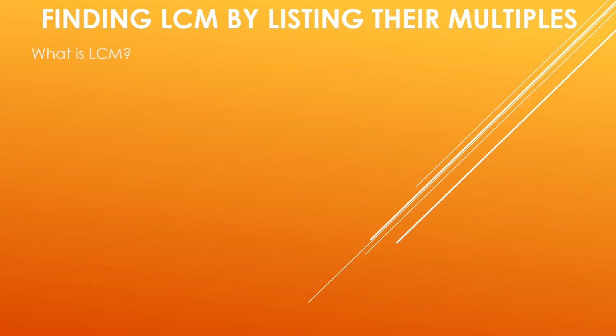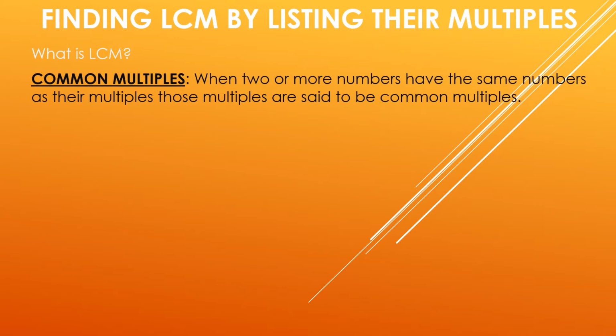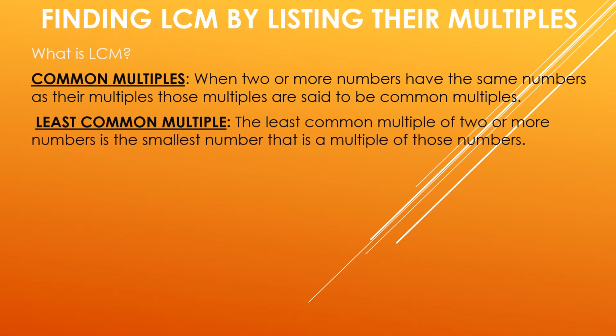What is LCM? Let us learn about the least common multiples, or you can call it LCM too. First, let us recall the meaning of the term common multiple. When two or more numbers have the same numbers as their multiples, those multiples are said to be common multiples. Now let us see what we mean by the least common multiple. The least common multiple of two or more numbers is the smallest number that is a multiple of those numbers.